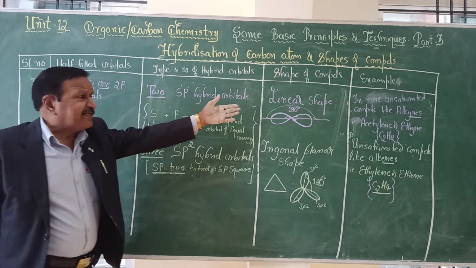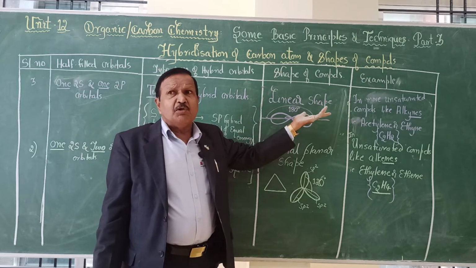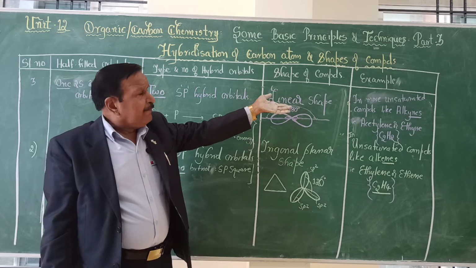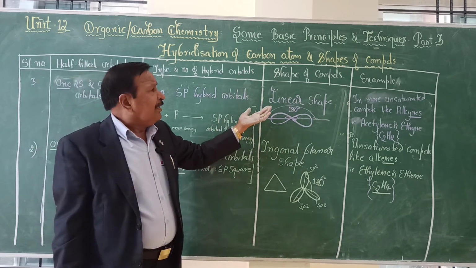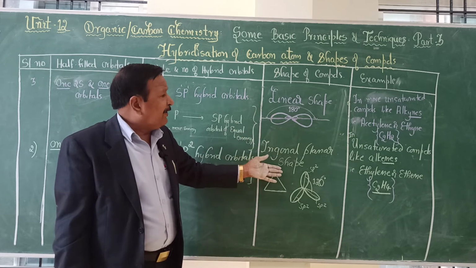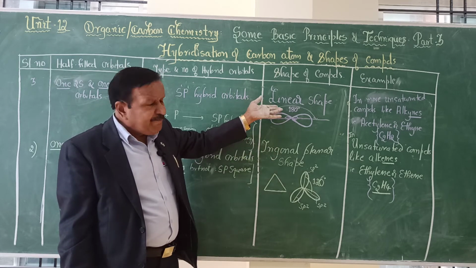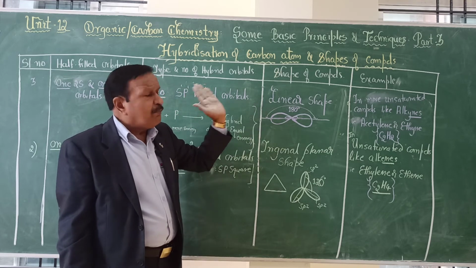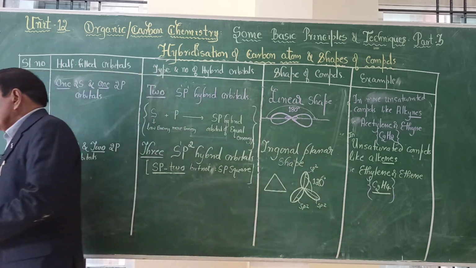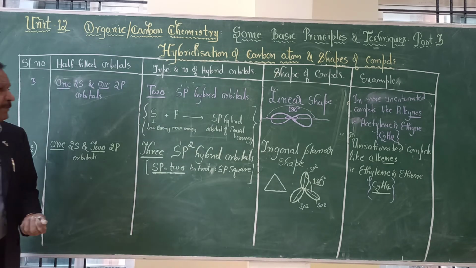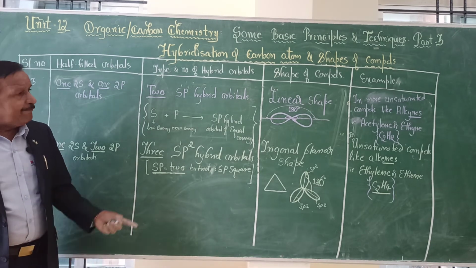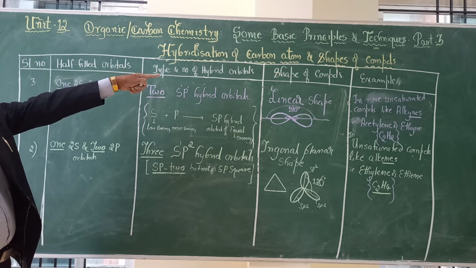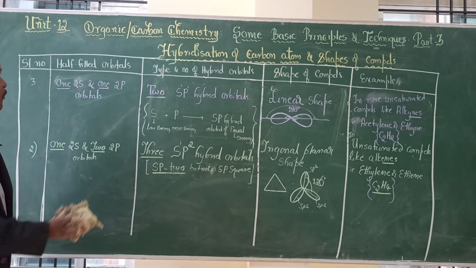What is the meaning of this shape? If the compounds have an sp3 hybridized carbon atom, they will have tetrahedral shape. If the compounds have sp2 hybridization, they will have trigonal planar shape. And if the compounds have sp hybridization, those molecules will be linear in shape. Okay, so this is about hybridization of carbon atoms and their shapes in their compounds.